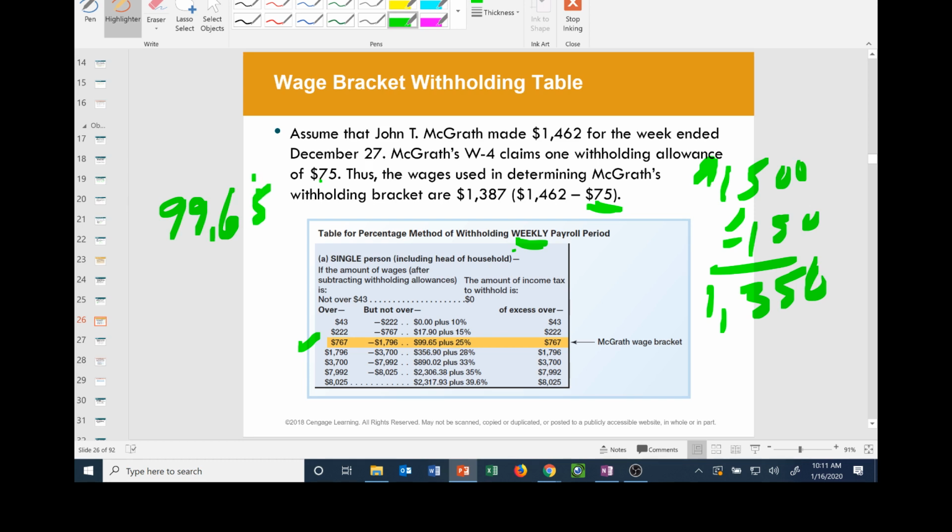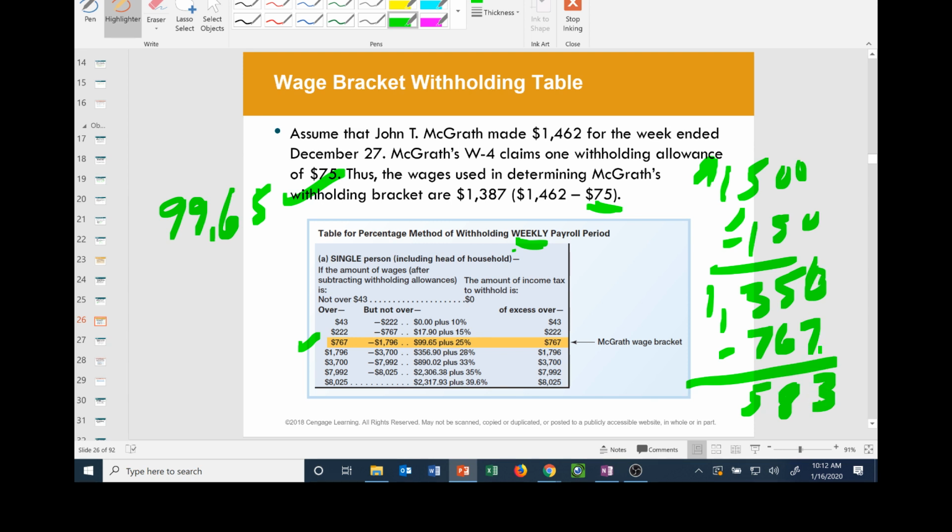Okay, I may have to help you, okay? Look at this line. Your taxes is $99.65 on the first 767. You gotta subtract that 767 from 1350. What's that leave? 583? Is that correct? 767 from 1350. Does that leave 583?